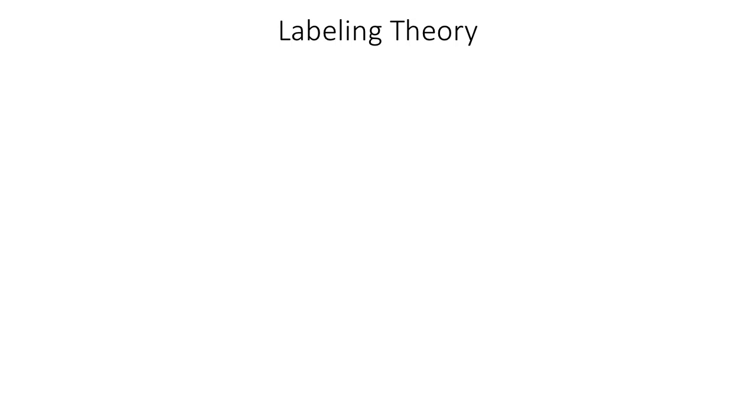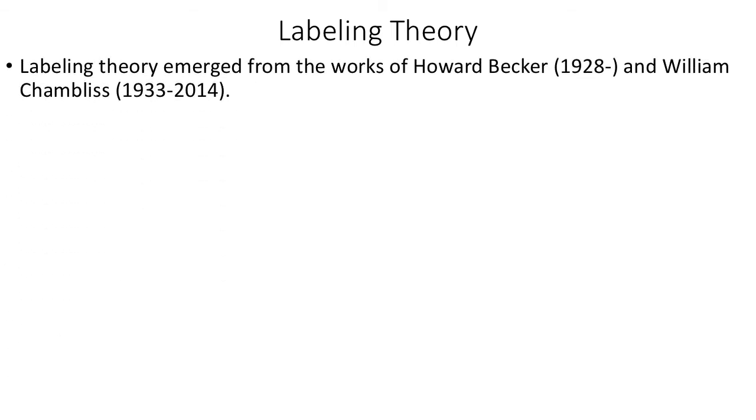Well, we move into labeling theory now. Labeling theory, another symbolic interactionist approach to crime and deviance, emerged from the works of Howard Becker, who is now 91 years old. He's still with us. Howard Becker wrote a book back in 1963 called The Outsiders, which became the basis of labeling theory.